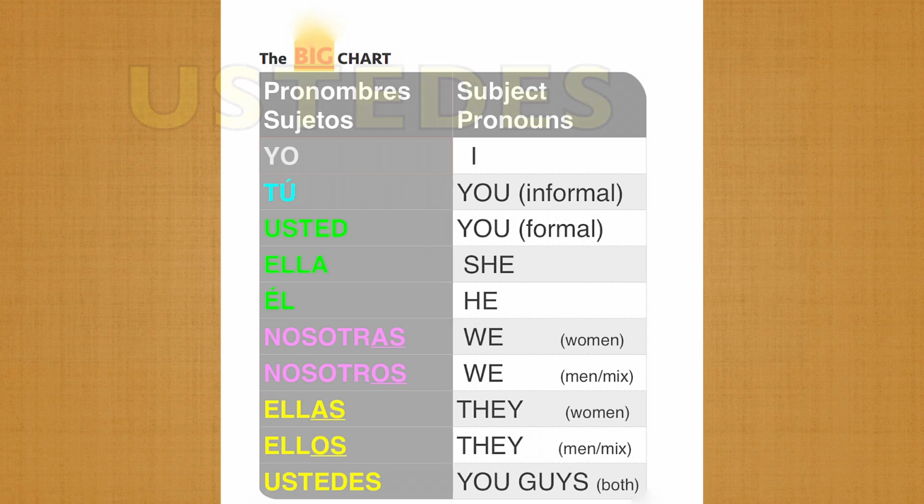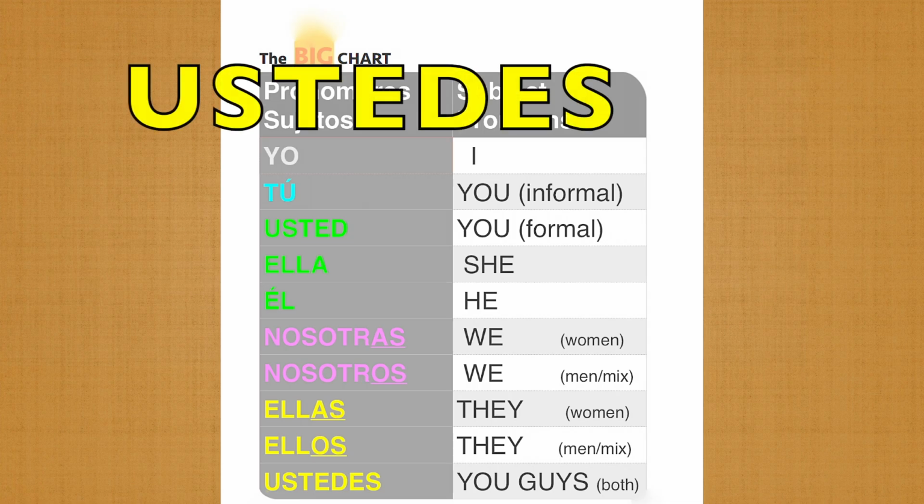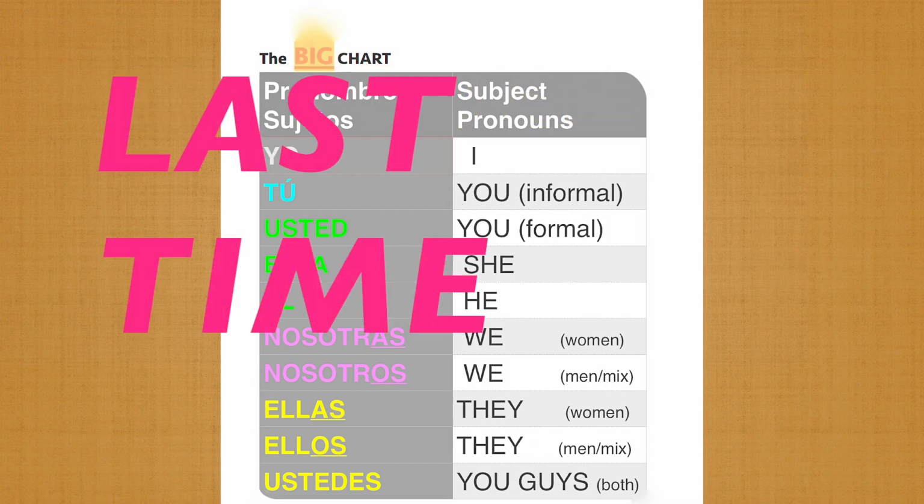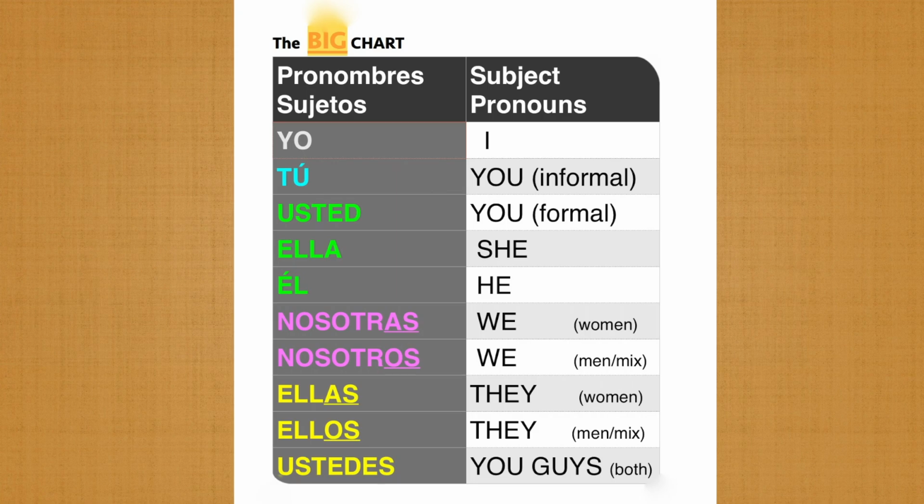Alright? Lastly, we have ustedes. Ustedes is the plural way to say tú, and also the plural way to say usted. It doesn't really matter if it's formal or informal. If it's plural, we're going to say ustedes. That's how we say you in plural, and that is going to go for both male and female. It's always going to be ustedes. Yo, tú, usted, ella, él, nosotras, nosotros, ellas, ellos, ustedes.